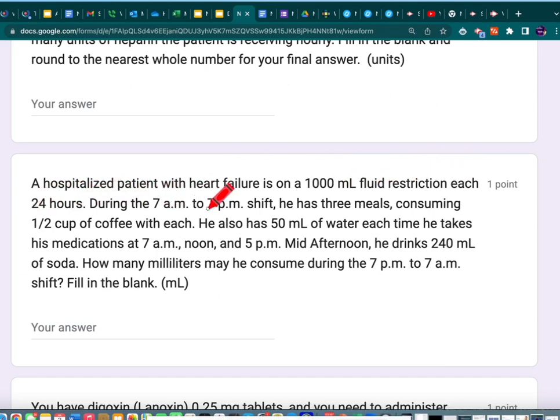So during the 7A to 7P shift, he has 3 meals consuming a half a cup of coffee with each. He also has 50 mils of water each time he takes his medications at 7 a.m., noon, and 5 p.m. Mid afternoon, he drinks 240 mils of soda. So, how many mils may he consume during the 7P to 7A shift?